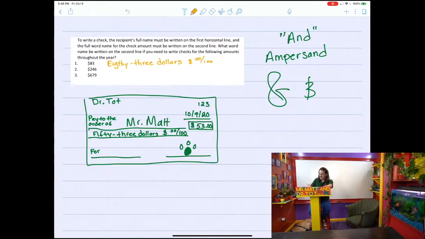The second check would have $246, ampersand 0 out of 100 cents. And then the third check would be for $679, ampersand 0 out of 100 cents.